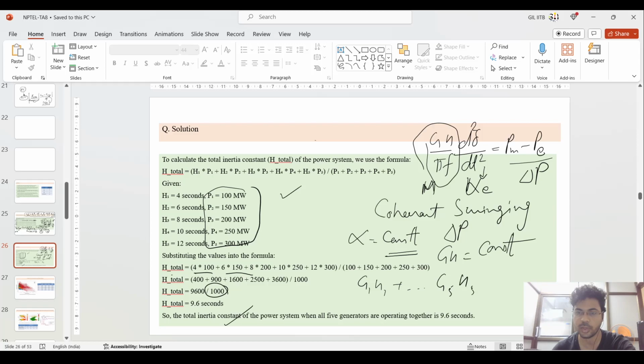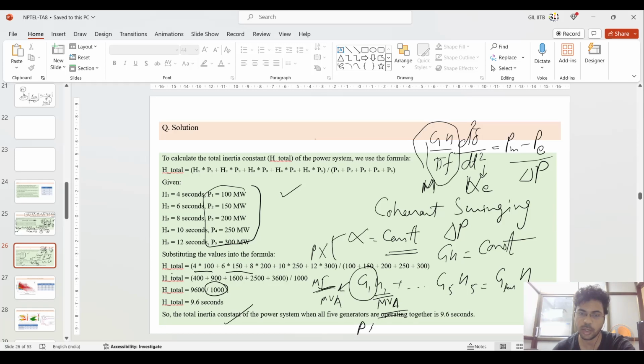If you apply this concept in this question, G1 H1 summation till G5 H5 is equal to G total and H. Here, what is G? The G unit is megajoule per MVA, that is actually energy. What is the energy? That is the power multiplied by time. And the H is the MVA base. If you are taking the constant base, you can just neglect it from all. Megajoule is such that the power multiplied by time. Are you getting my point?